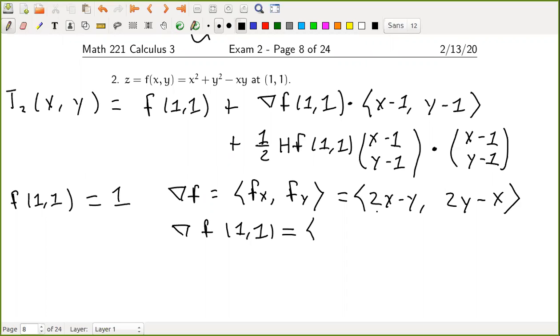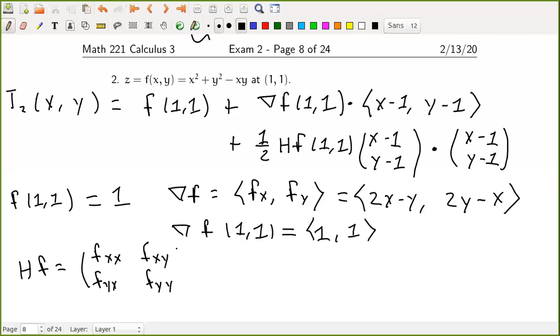Okay, so the x derivative, 2x minus y, with x and y both equal to 1, is 1, and similarly, the y derivative is equal to 1. Okay, and finally, we need to compute the Hessian. So let me remind you that the Hessian is a 2 by 2 matrix. This is the double x derivative, this is the xy derivative, this is the yx derivative, and this is the yy derivative.